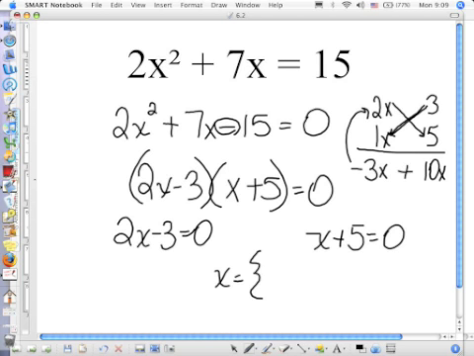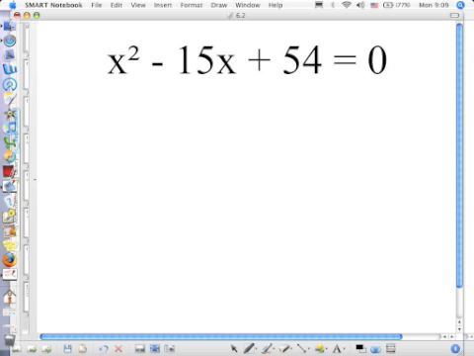Okay. What were our solutions? 3/2 and -5. You can keep it as an improper fraction as long as it's reduced. 3/2 and -5 were your two solutions for x. All right, let's do another one.